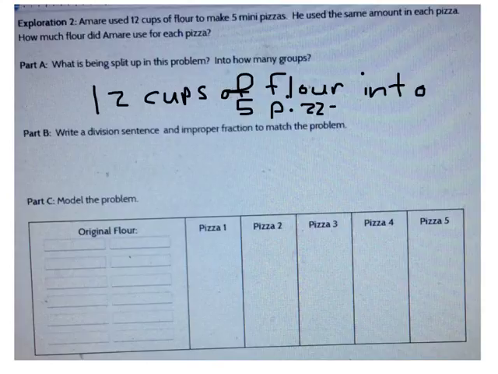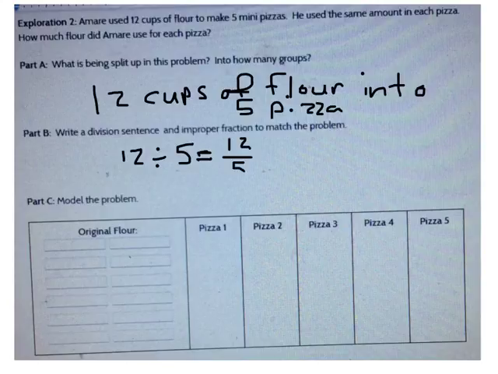So write a division sentence and improper fraction to match the problem. Which division sentence matches the problem? 12 divided by 5. 12 cups split into 5 groups. How would I write that as an improper fraction? I would write 12 over 5. Numerator divided by denominator. Let's model it. I know that I'm splitting 12 into 5 groups, so I can take 5 at a time and put 1 in each group. 1, 2, 3, 4, 5.